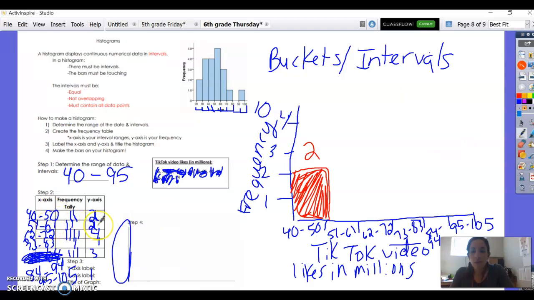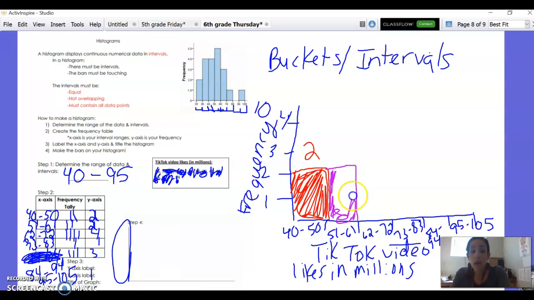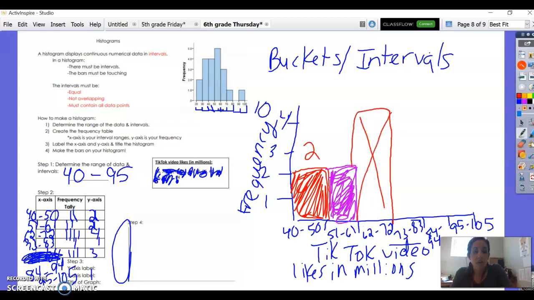51 to 61, my frequency is also 2. So I'm going to draw my line straight up and right up against my other graph. Remember, there's no gaps in a histogram. It needs to all be squished up against one another. So I'm going to do the same thing again. I'm just going to go down through and look at my frequency tally. My next bucket is 62 to 72, and that has 4. That goes all the way up to the top, 4. I'm not going to color in the whole thing and waste time, but you get kind of the gist of it. 73 to 83, my frequency is 1.